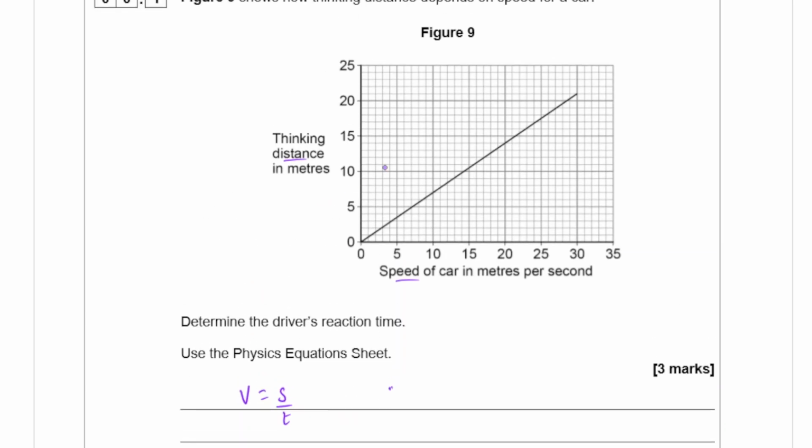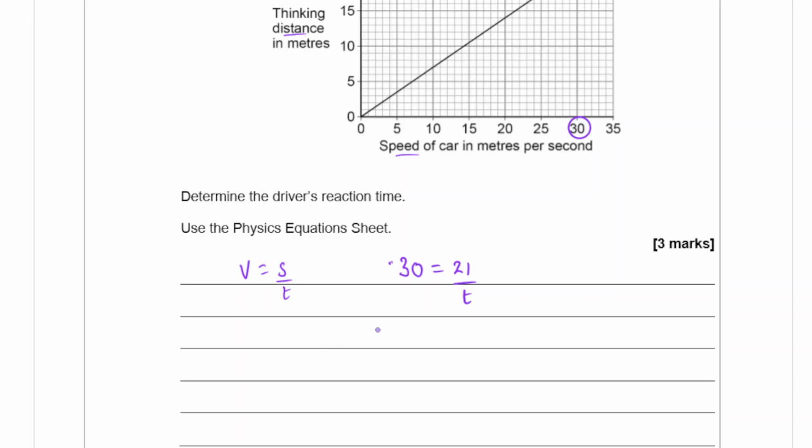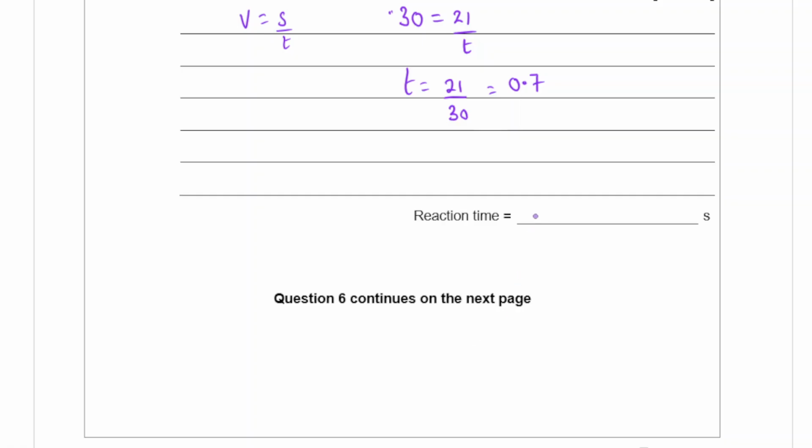So the thinking distance is 21 meters and that's 30 meters per second. So speed is 30 equals 21 divided by time. Rearranging the equation, time equals 21 divided by 30 gives you 0.7 seconds.